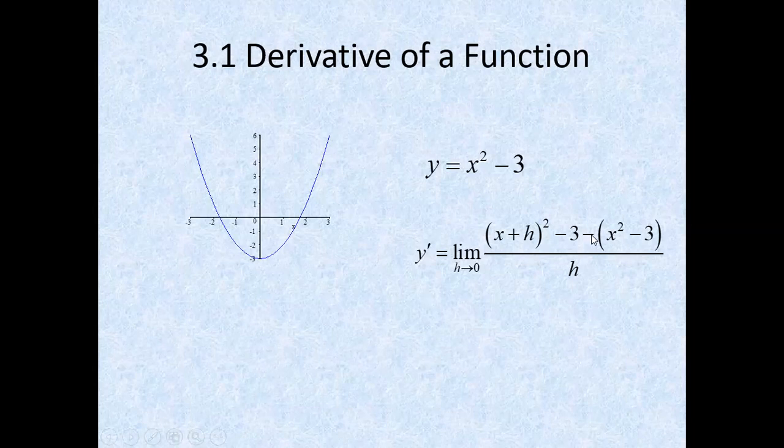So we have an original function f of x, that is f of x equals y equals x square minus 3, x square minus 3 all over h. So we have y prime, the limit of h tends to 0. By solving this, we will have x square plus 2xh plus h square minus 3 minus x square minus 3.